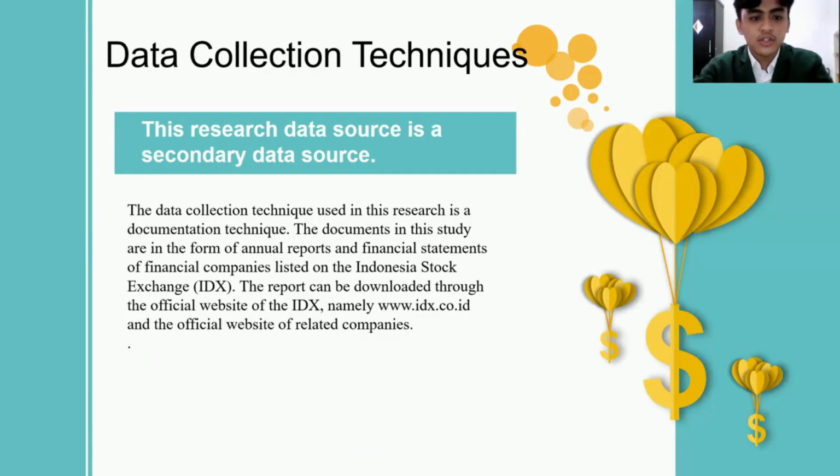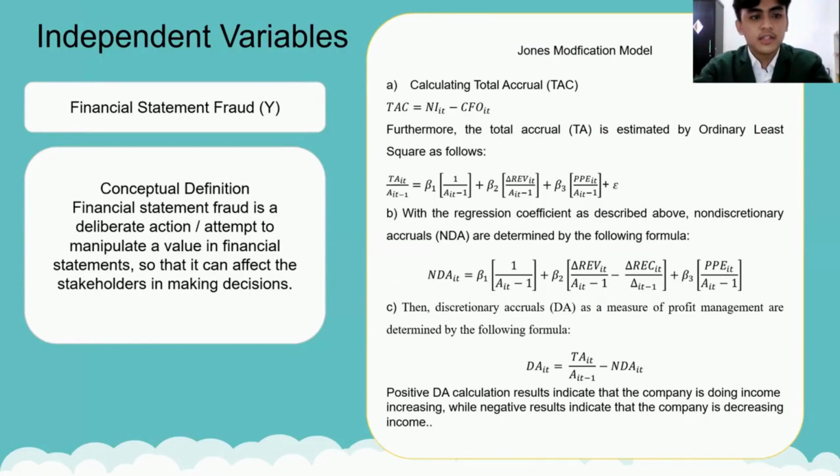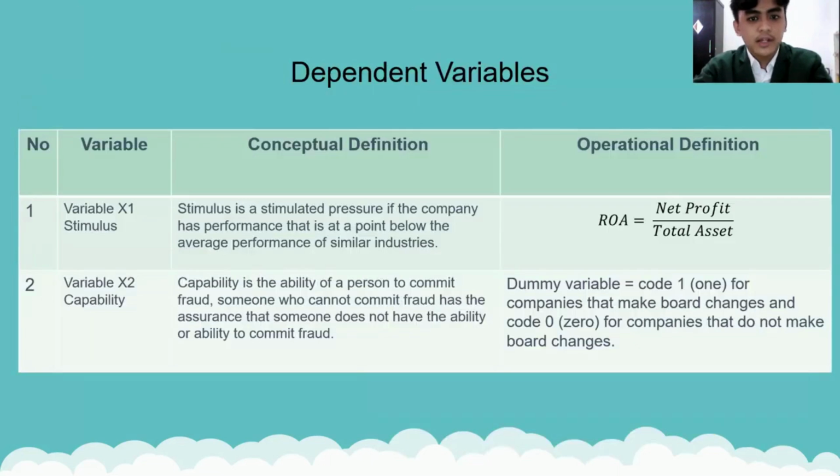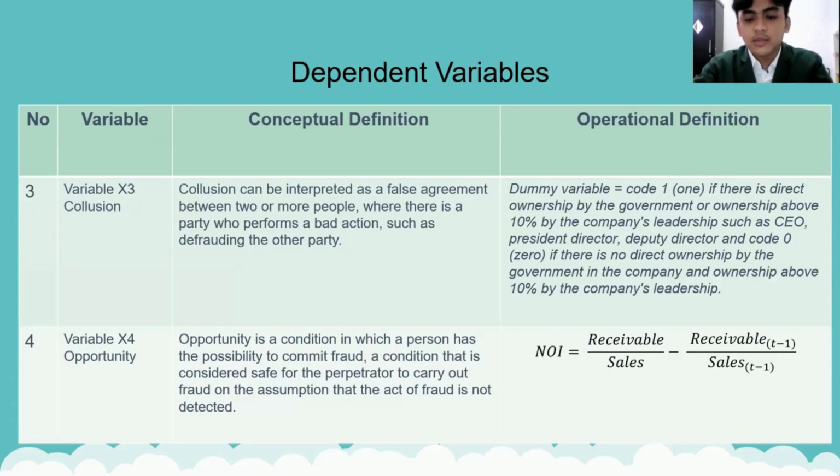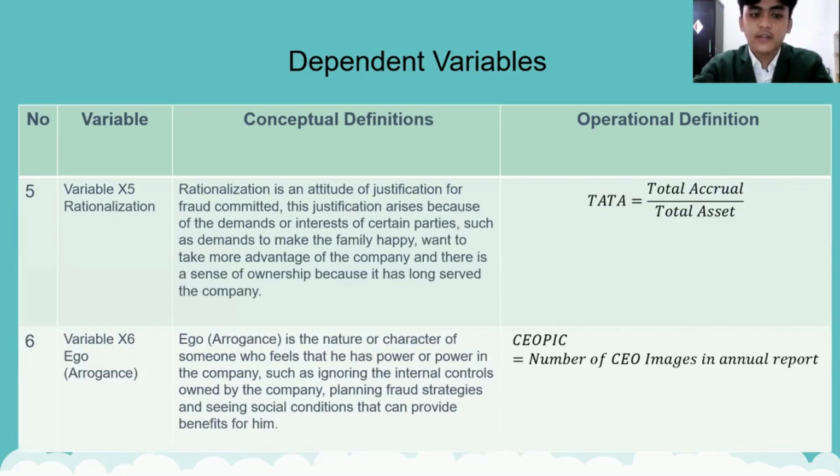I'm using a secondary data source and the documentation technique. This is my dependent variable, and this is how I calculate the formula. I'm using the Jones modification model. This is my independent variables: X1 stimulus, I'm using ROA. X2 capability, I'm using dummy variable change of director. X3 collusion, I'm using dummy variable political connection. X4 opportunity, I'm using nature of industry to calculate the opportunity level. X5 rationalization, I'm using total accrual to total asset. X6 ego, I'm using CEO pic, the number of CEO images in the annual report.